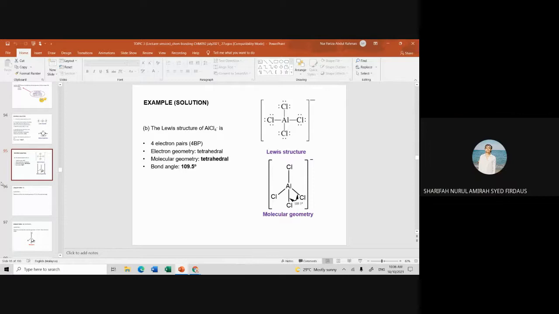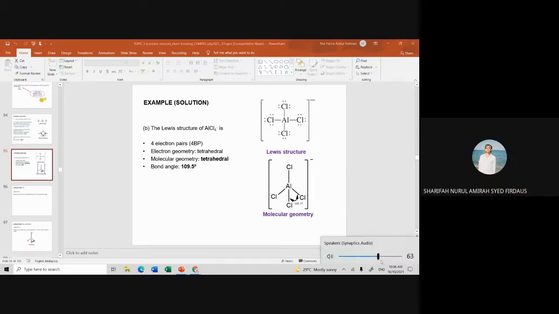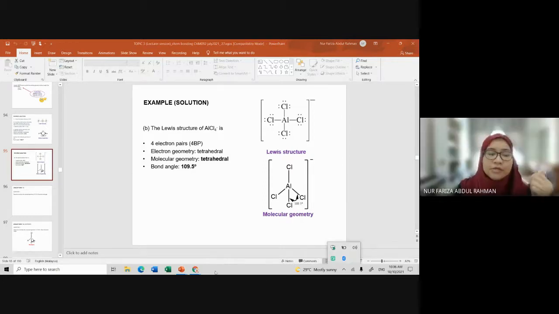After tetrahedral, trigonal bipyramidal. And then next? Octahedral. Lastly we have octahedral. Those are the electron geometries. And then we have molecular geometry, which is based on electron geometry, based on electron groups.